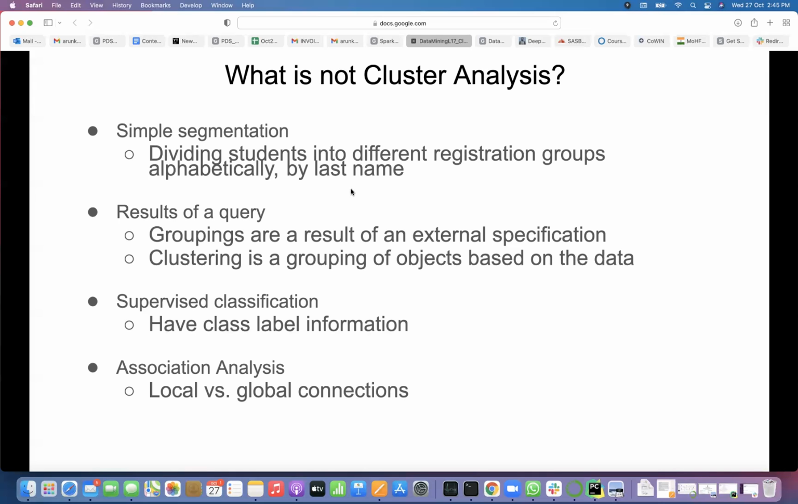Also, we are not trying to minimize or maximize. We are not doing any minimizing, maximizing, right? First of all, we are not finding any differences or distance between points. So you are taking some alphabetical order, or alphabetically you are dividing them. Unless you have that optimization function, it is not called clustering.